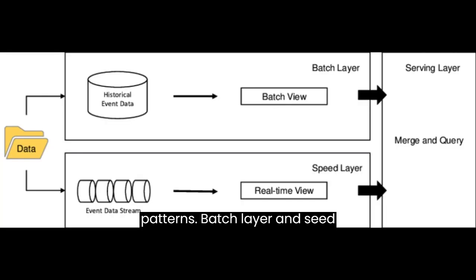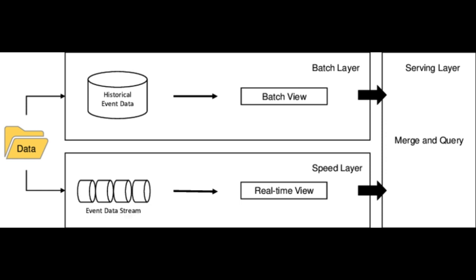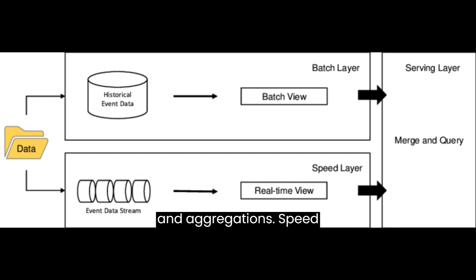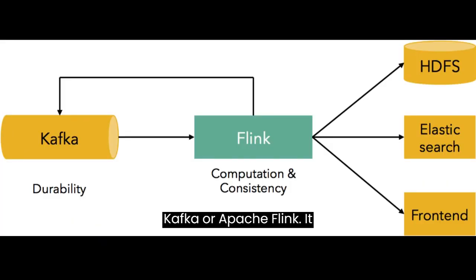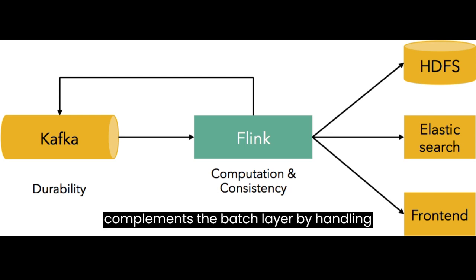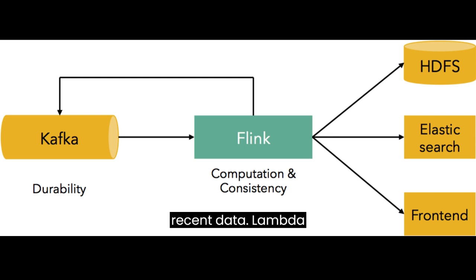Batch layer and speed layer. Batch layer. This layer is responsible for processing large volumes of historical data, typically using batch processing frameworks like Hadoop. It is well suited for complex transformations, data cleaning, and aggregations. Speed layer. This layer deals with real-time or near-real-time data processing using stream processing frameworks like Apache Kafka or Apache Flink. It complements the batch layer by handling recent data.